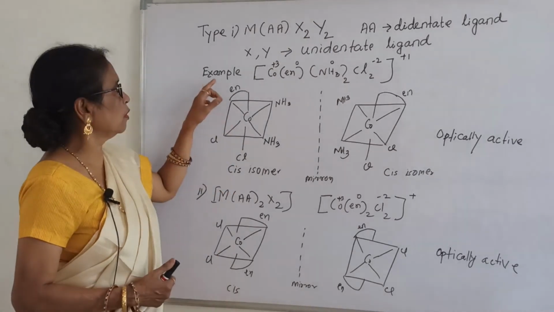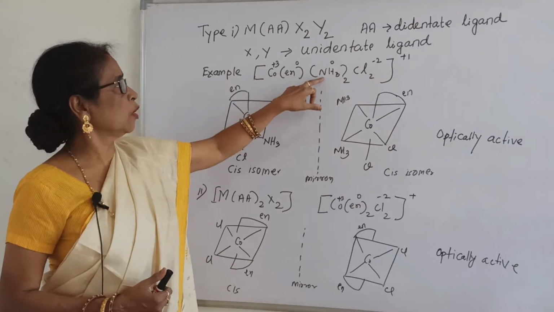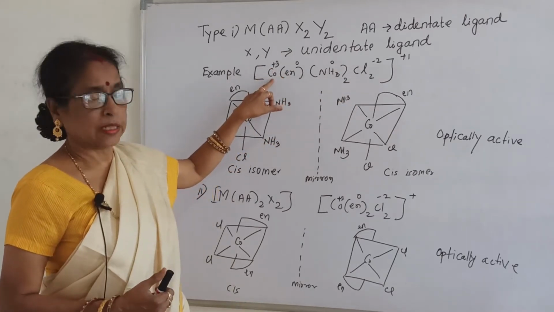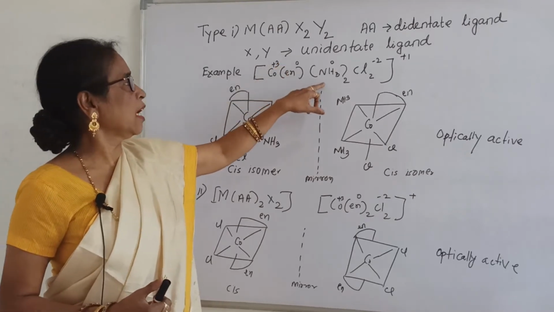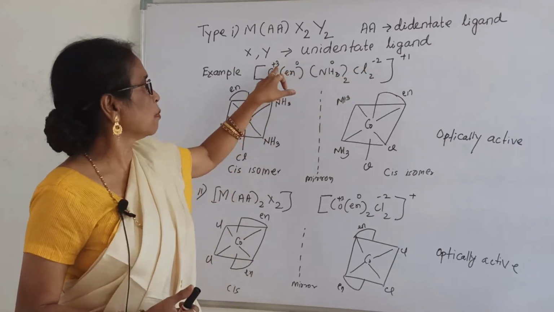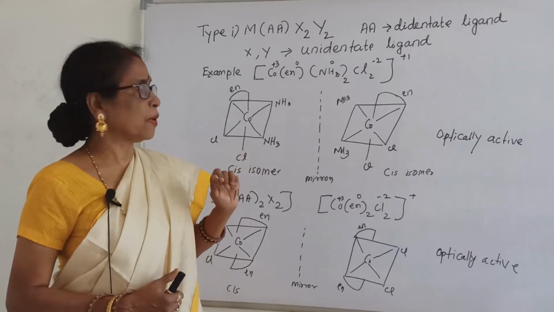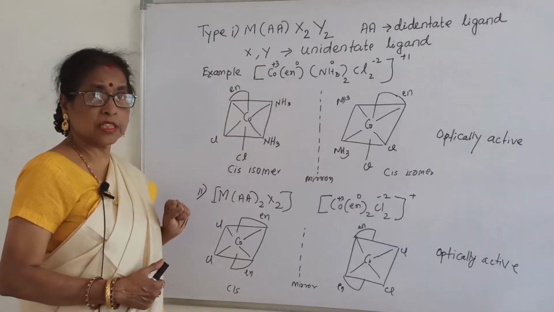Now, as an example, let us see cobalt, en, two ammonia molecules and two chlorido ions surrounded by cobalt 3. Now en is 0, ammonia is 0, chlorido is 2, that is why -2. So here +3 means the complex ion is positive, a cationic complex. Now you see one en, two NH3, two Cl.